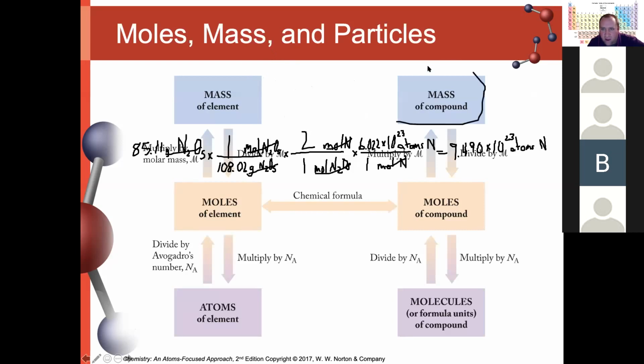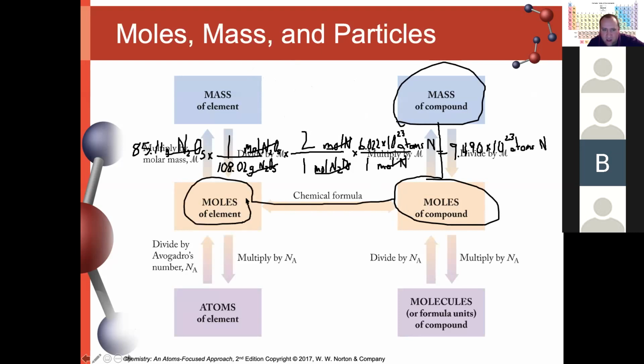We started with our mass. We used that mass and the molar mass to convert it into moles. We used the chemical formula to turn the moles of the compound into moles of the element. And then we used Avogadro's number to convert that moles of element into atoms. So every step along the way corresponded to one of these calculation steps that we did in the dimensional analysis. It was all done intentionally, quite purposefully along the way.